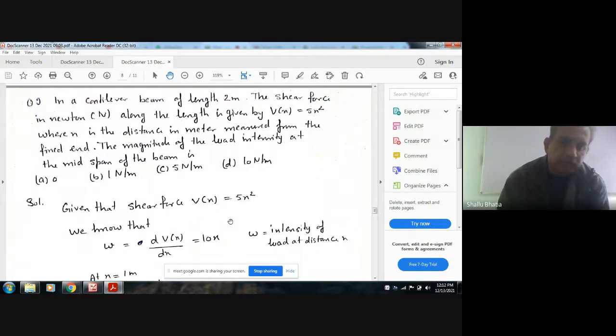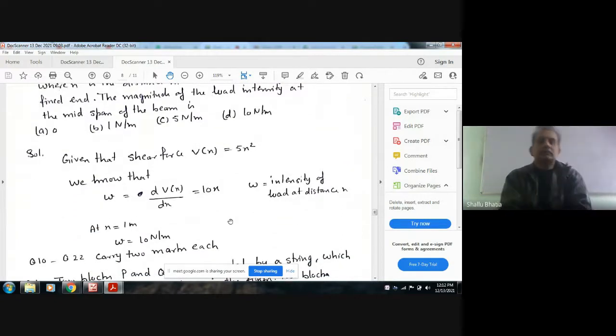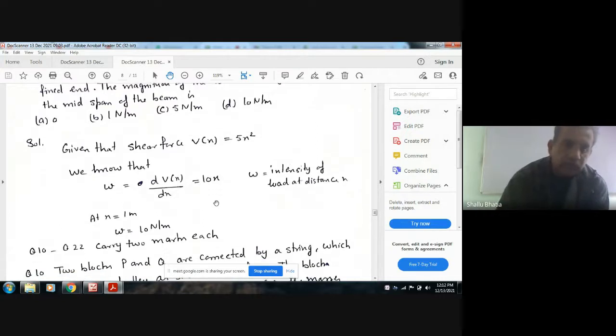Here x is the distance from one end to a point where the shear force is to be determined. So that differentiation of 5x squared is equal to 10x. So at 1 meter, it means the uniformly distributed load is varying with x. The intensity of loading at 1 meter is 10 Newton per meter. So the answer is B.